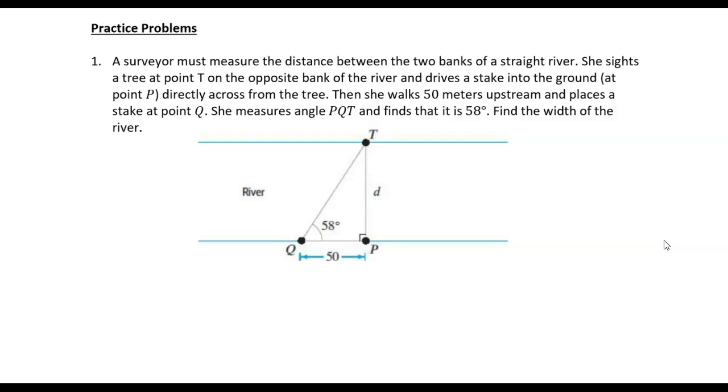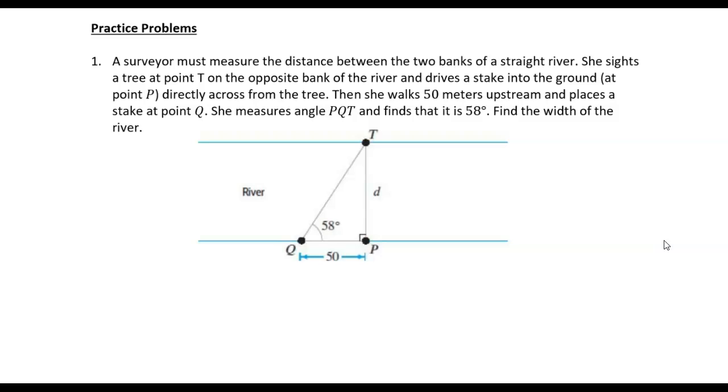Alright, so here in this first practice problem, a surveyor must measure the distance between two banks of a straight river. She sights a tree at point T on the opposite bank of the river and drives a stake into the ground at a point P directly across from the tree. And then she walks 50 feet upstream and places a stake at point Q. And then she measures the angle PQT and finds that it's 58 degrees. And we're asked to find the width of the river.